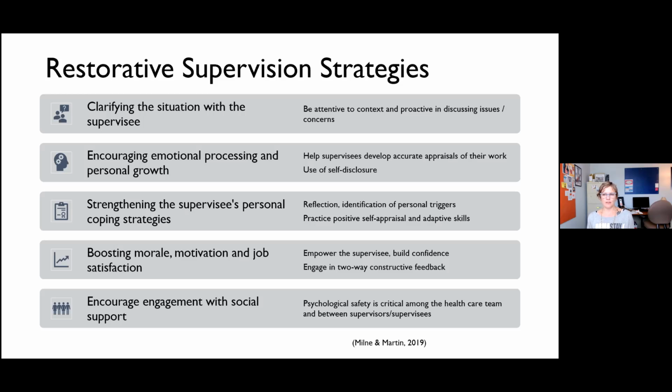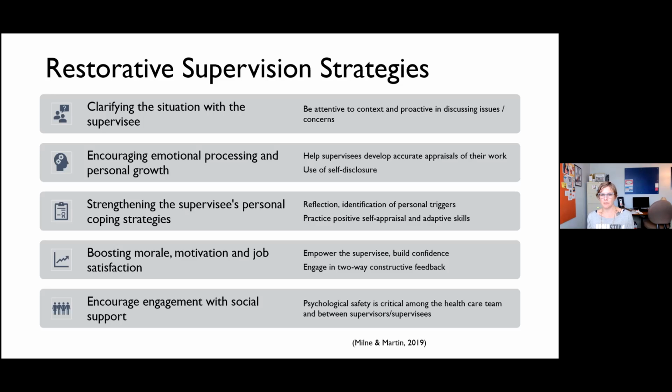With the caveat that supervision is not therapy. So you have to have a fine line here. You're trying to provide a therapeutic environment without actually breaching into that personal therapy space. And that can be a tough thing, but it's important to do. We know that adaptive coping can enhance a supervisee's sense of self-efficacy and well-being, so we want to help them build those skills. Boosting morale, motivation, and job satisfaction.